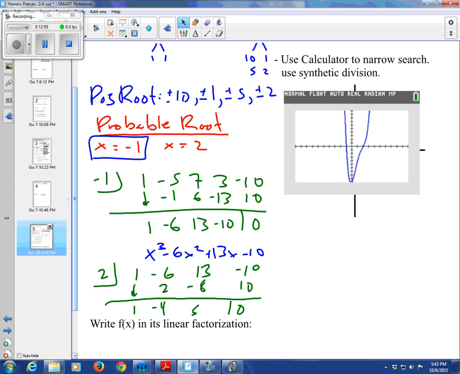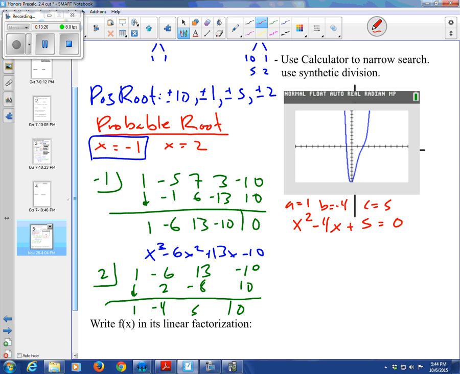So right here, these turn out to be the coefficients of the quadratic that we're going to get when we divide out the two linear factors that coincide with our roots. And that is going to be x squared minus 4x, and plus 5. Now we set this equal to 0 to find our last two roots, and here we can use the quadratic formula. So right here we've got an a value of 1, a b value of -4, and a c value of 5.